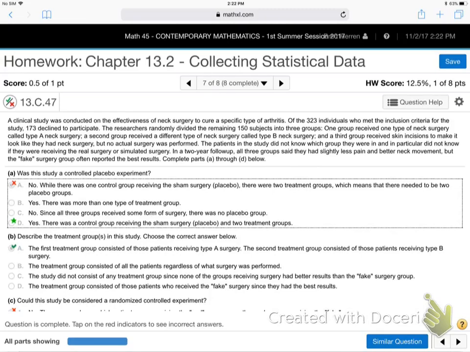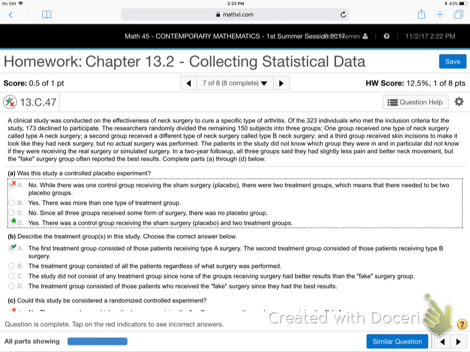Okay. A clinical study was conducted on the effectiveness of neck surgery to cure a specific type of arthritis. 323 individuals met the inclusion criteria. 173 said no thank you, because they might not get the real surgery. Researchers randomly divided the remaining 150 into 3 groups. One group received type A, another type B.